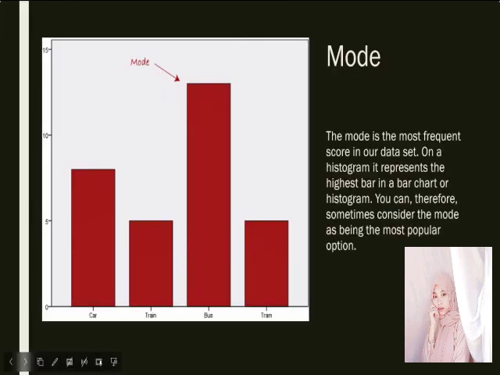The mode is the most frequent score in our dataset. On a histogram, it represents the highest bar in a bar chart or histogram. You can therefore sometimes consider the mode as being the most popular option.